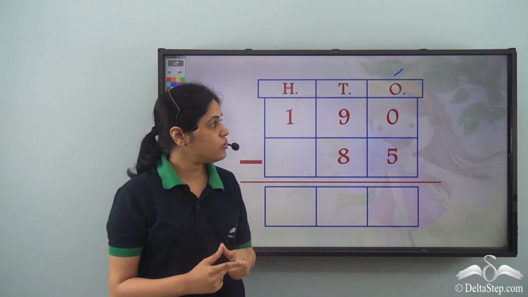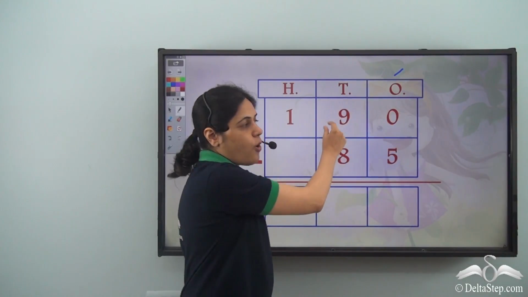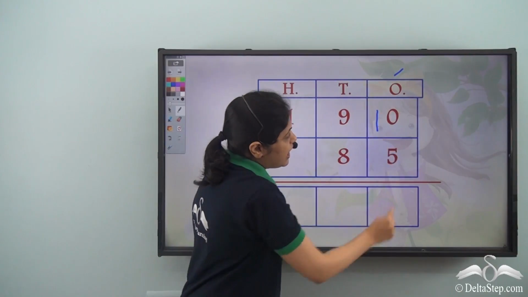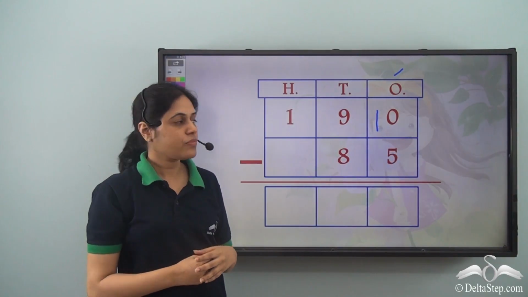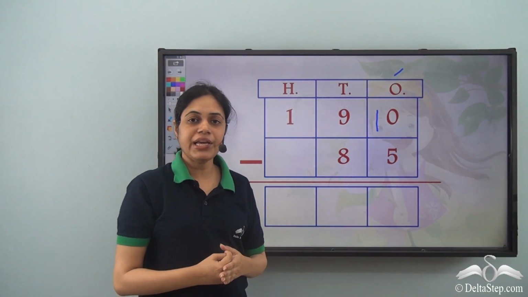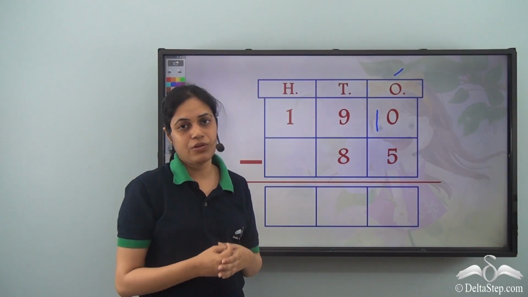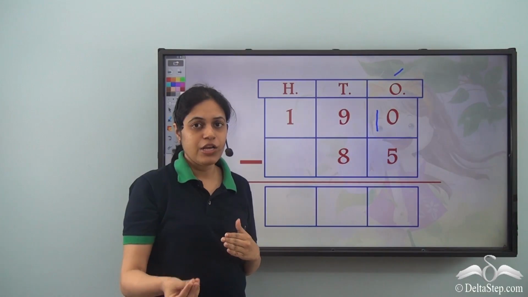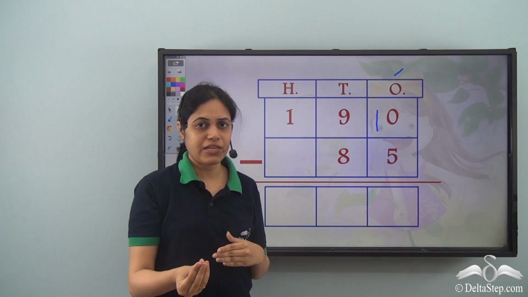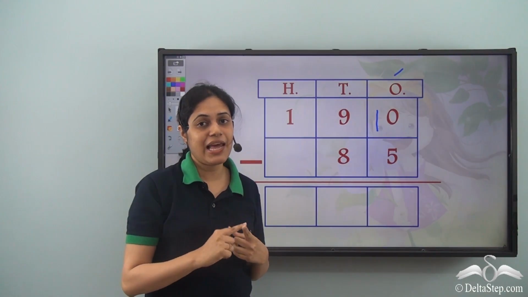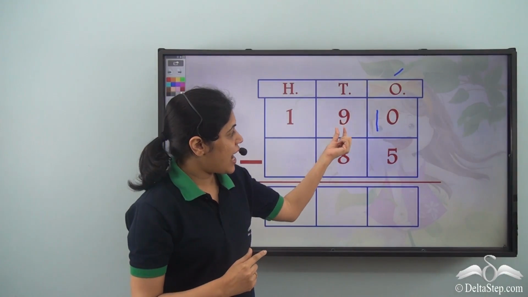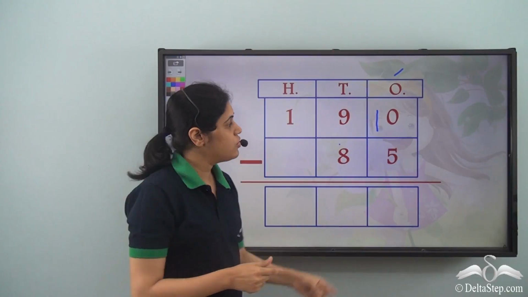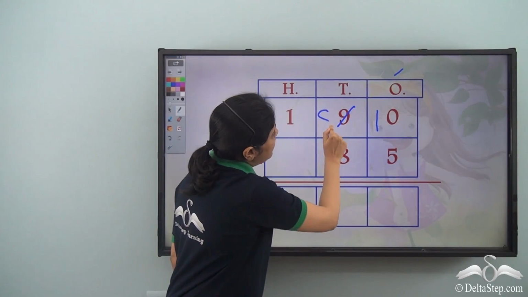So what will I do? 0 will borrow 1 from 9. So when 0 borrows 1 from 9, it becomes 10. And what will happen to 9? Will it remain the same? No, because when you give something to your friend, your friend has one more of that thing, but you have one less. So even 9 has one less because it has given 1 to 0. So 9 will become 8.